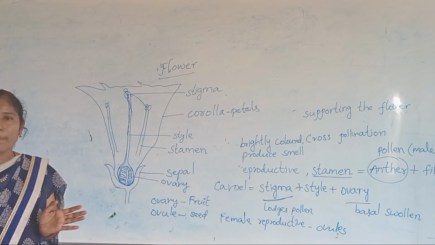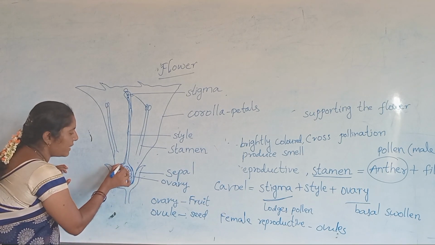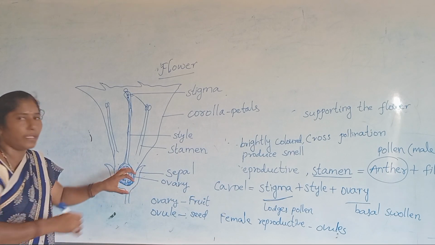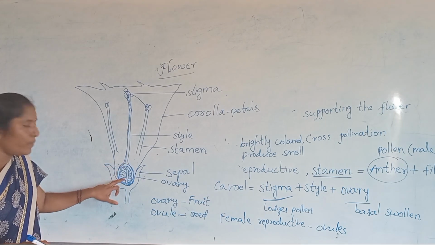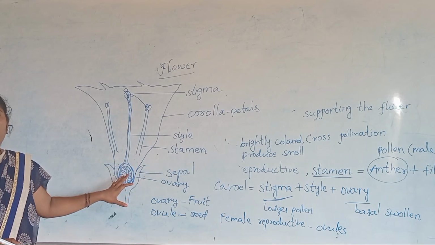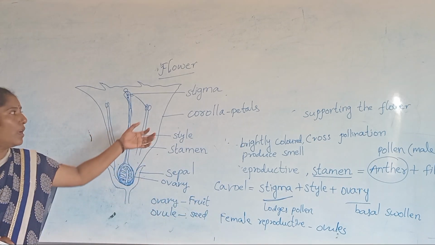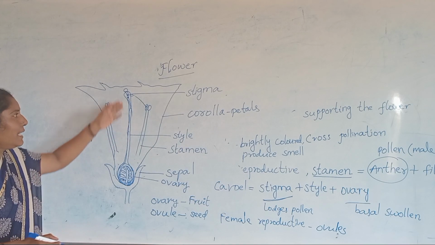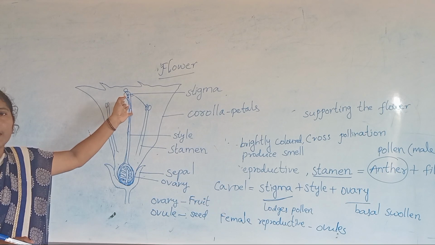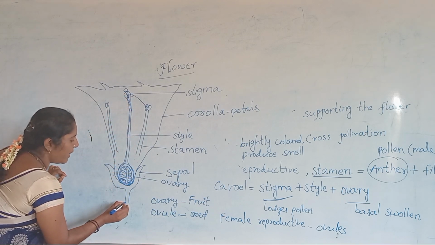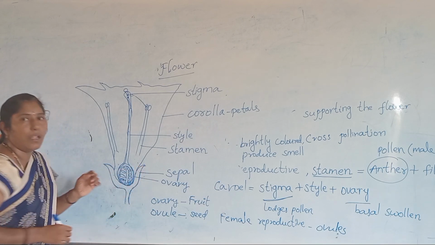After development of the fruit, see here, this swollen part is called the ovary. This ovary converts into the fruit. Inside the ovary, ovules are present, and these ovules convert into seed. And what about corolla, style, stigma, androecium? These fall off. And calyx remains on the fruit only.